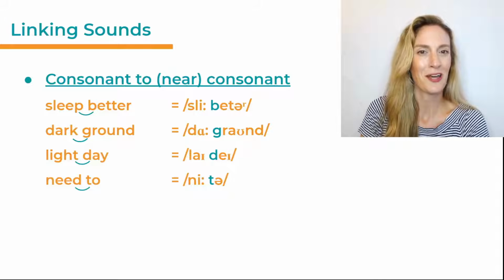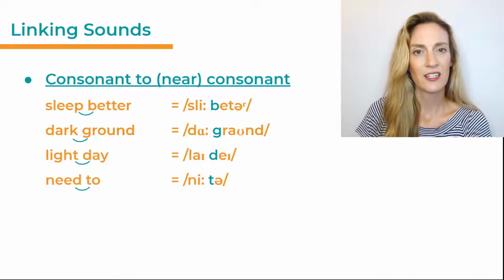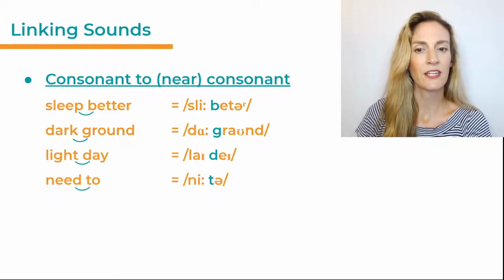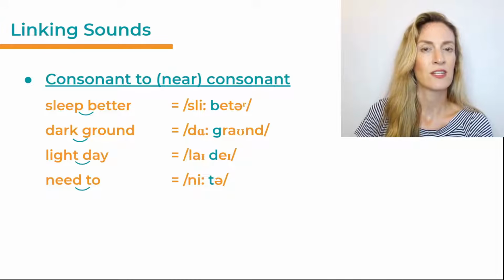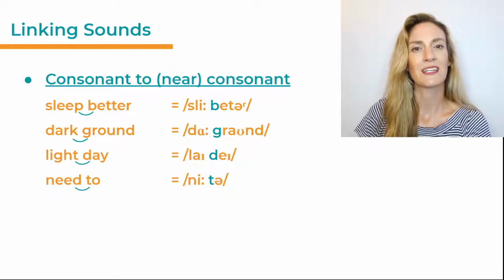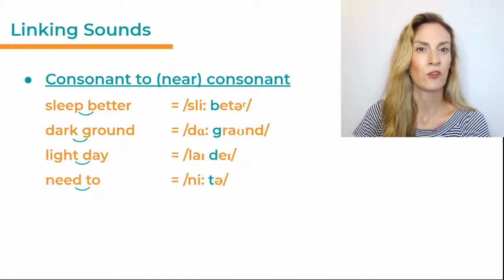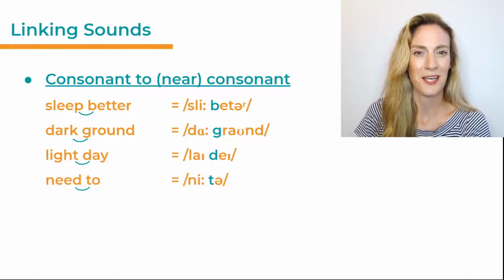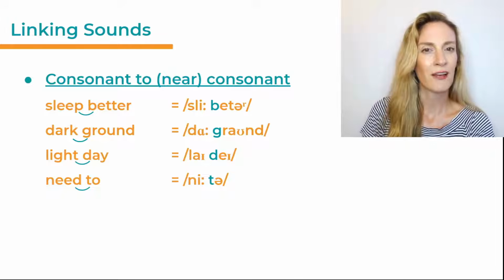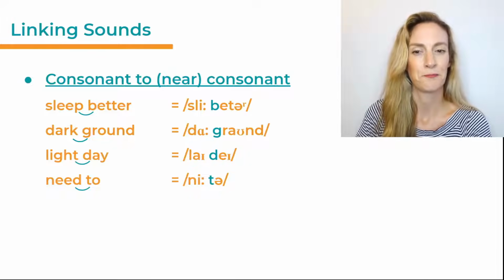Now here are some more examples. So we had already sleep better, and then we have dark ground. So here we have k at the end of dark, also plosive, and ground. And if you watch my video on plosives, you know that k and g are formed in the same place. They're both plosives. One is unvoiced, the other one voiced. So they're very similar. They're really near consonants, okay? They're almost the same. So dark ground said fast together becomes dark ground. So the k is lost and we only say g.